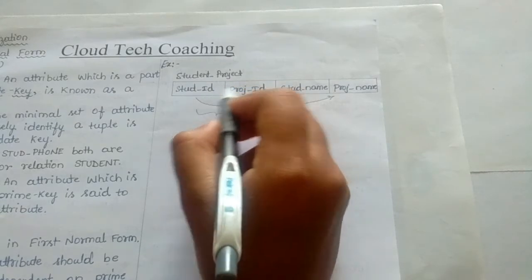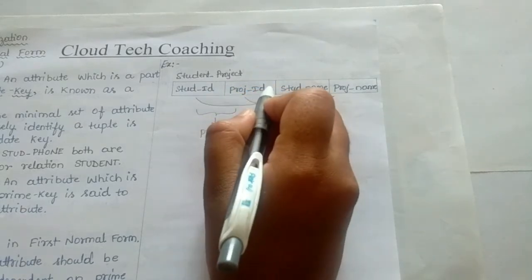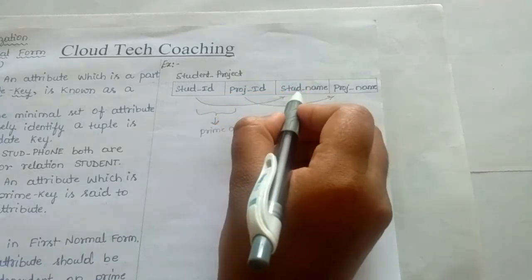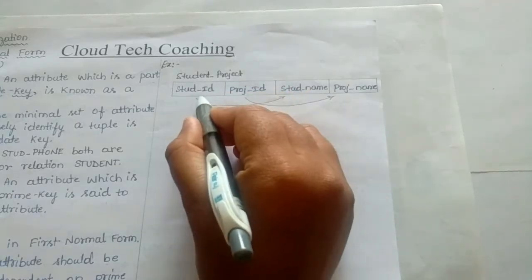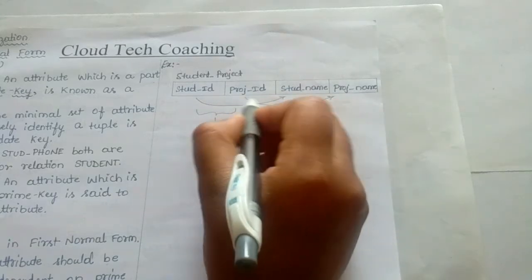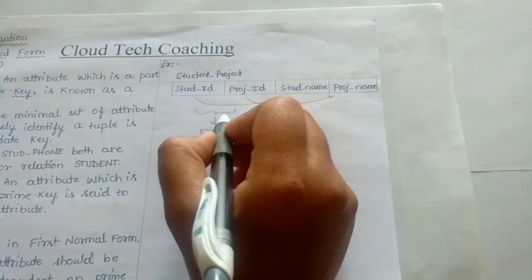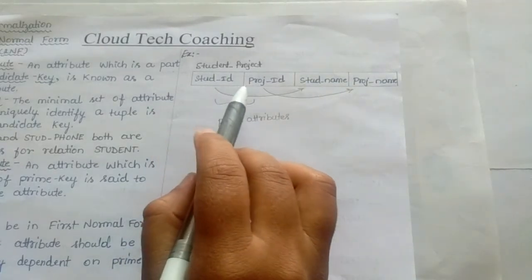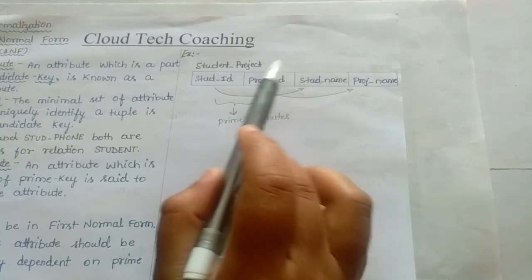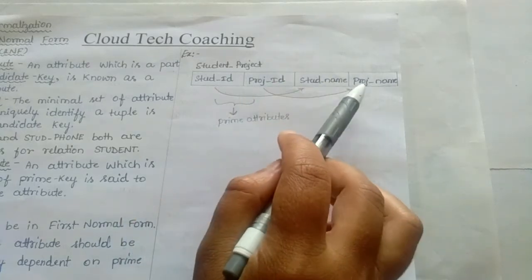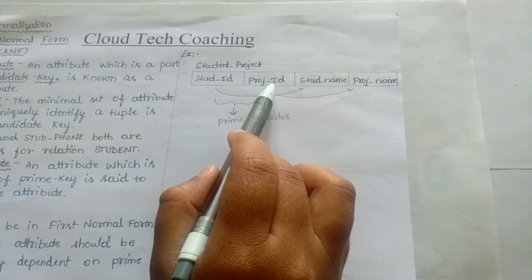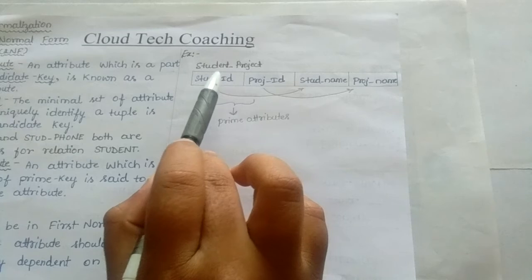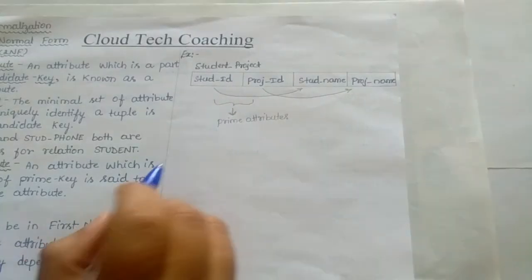So this is ID and this is ID, so they will not be repeated for each of the non-prime attributes. Both of these are prime attributes. Here student name is a non-prime attribute which is dependent on student ID, and project name is a non-prime attribute which is dependent on project ID. But according to the rule, non-prime key attributes must be dependent on both prime key attributes and not on any one of the prime key attributes individually. See here, project name is dependent on project ID, but project name is not dependent on student ID. So this is called partial dependency.